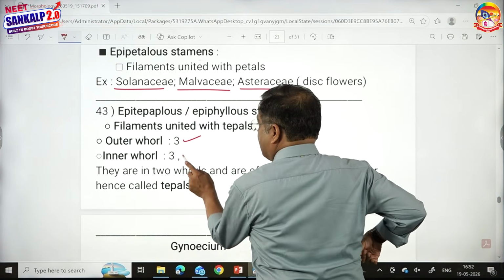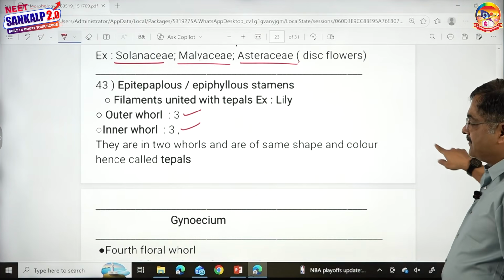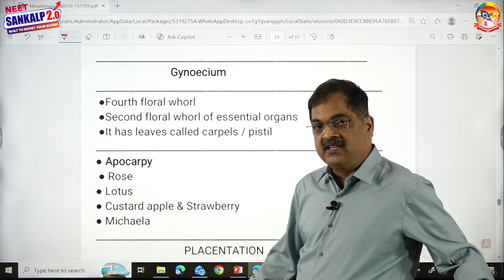Outer whorl 3, inner whorl 3. They are in 2 whorls. All right. That is said to be tepals. That is epiphyllous. Now the last point, children. With this we'll complete this chapter.